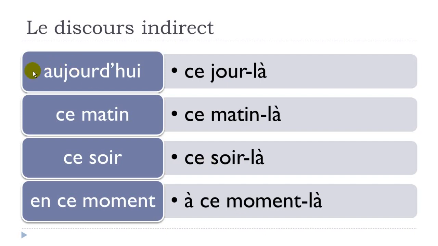Okay, so remember, aujourd'hui will become ce jour-là if you change a sentence and put it in le discours indirect. Ce matin will become ce matin-là. Ce soir will become ce soir-là. And then en ce moment will become à ce moment-là.